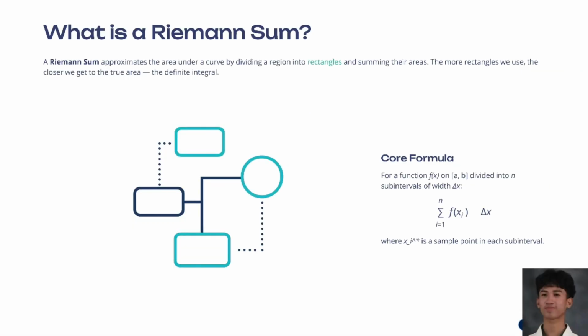So, what are Riemann sums? A Riemann sum works by dividing a region under a curve into several rectangles and then adding up their areas. The more rectangles we use, the closer our approximation becomes to the true area.